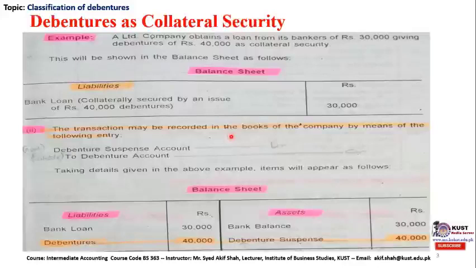Debenture as a collateral security. Let's say the company is going to take a loan from a particular banking organization, and in return to that bank or depository institution, the company is offering a collateral security, which is going to be the debentures, in order to give a surety to the bank that the company will return the amount it is going to borrow from the depository institution. So the example says that, let me select the pen.